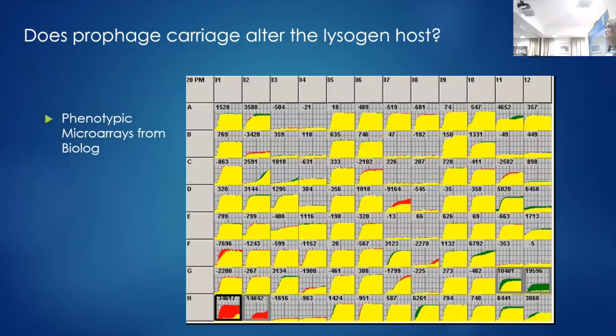So the question started to become, what is the prophage doing? And this was our first attempt. So we threw our E. coli lysogen and naive cells on Biolog, and we asked, do the lysogen and the naive cell behave differently?